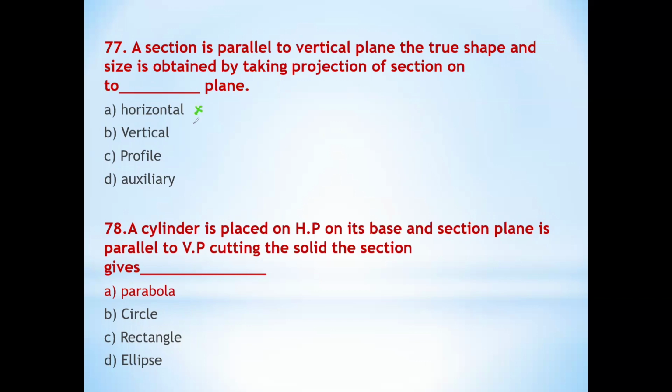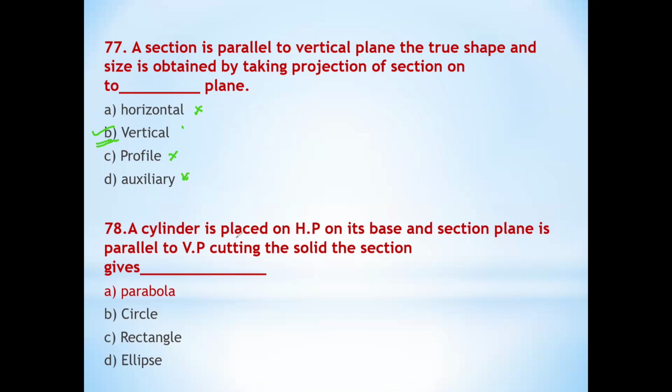So not possible horizontal. Okay, so vertical, as this section is parallel to the vertical plane, that means we'll get the true shape on the vertical plane only, not profile or auxiliary. Then next one, a cylinder is placed on HP on its base and section plane is parallel to the VP. Just before the last two MCQs we have taken the example of the cylinder. If you are going to cut it by using a plane which is parallel to the VP.